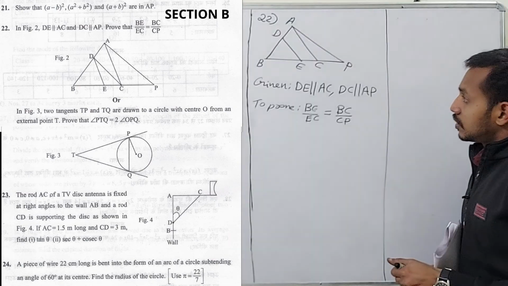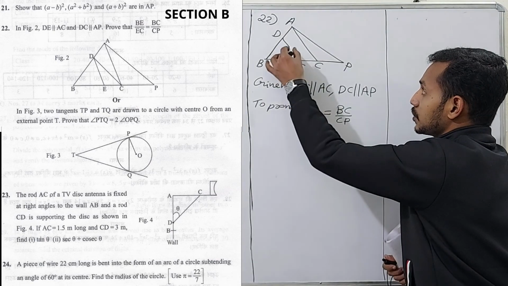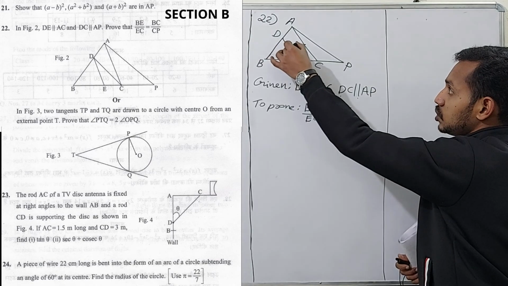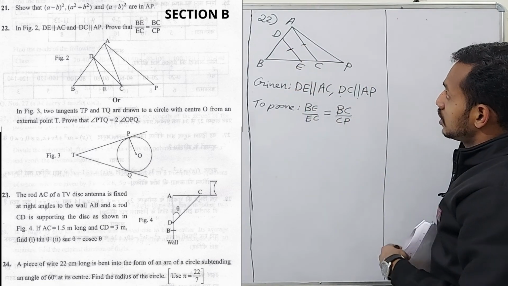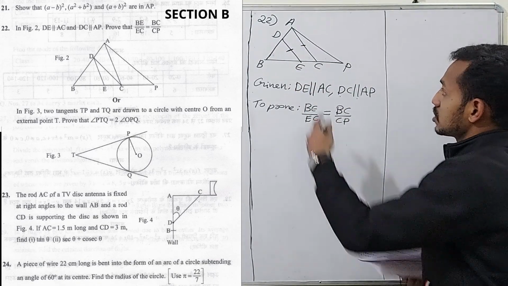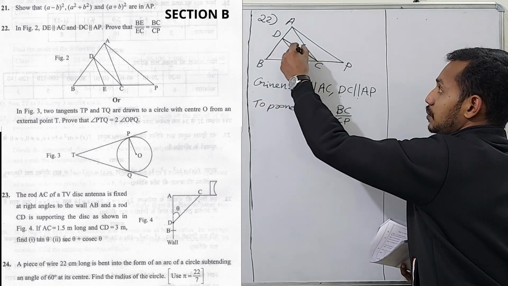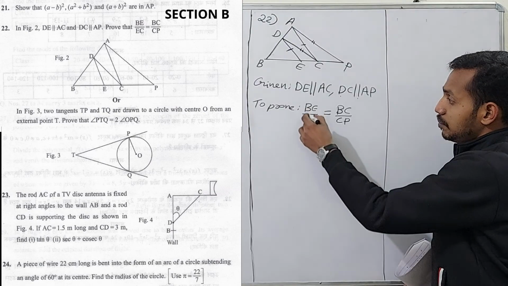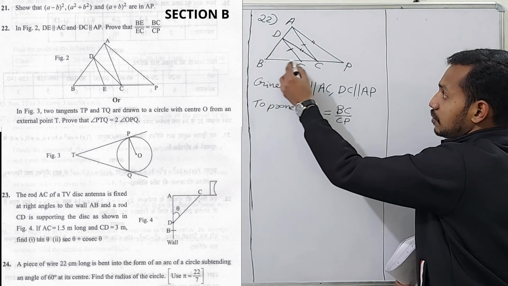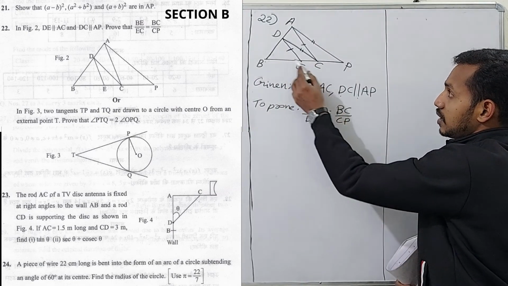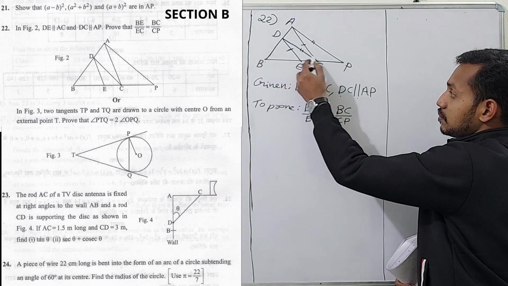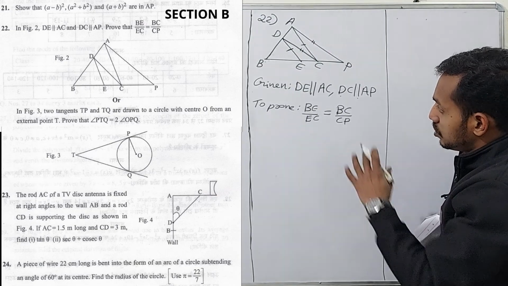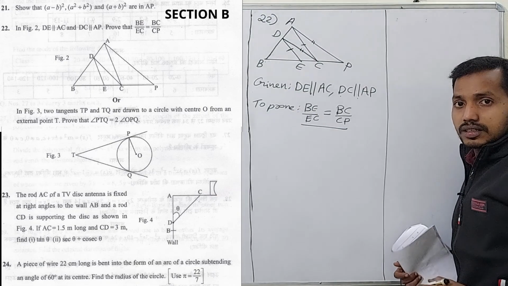Here, given that DE is parallel to AC and DC is parallel to AP. What we need to prove is that BE by EC is equal to BC by CP. Clear? So this question is based on the basic proportionality theorem.